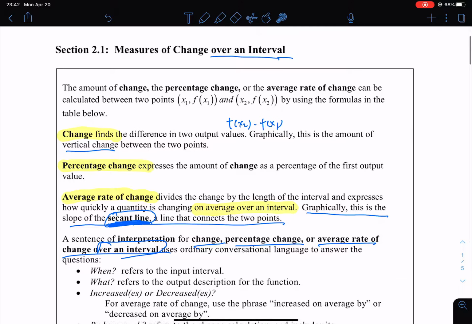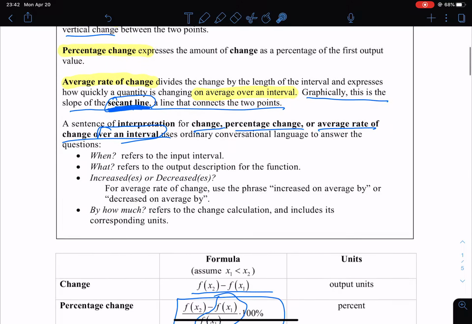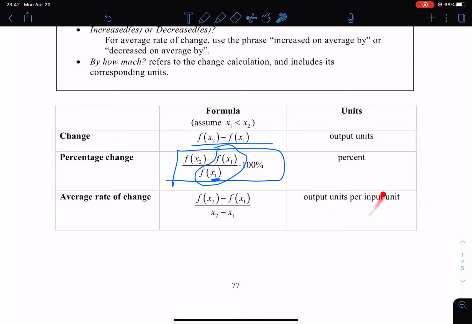For the three changes, change, percentage change, average rate of change, all three must be used for an interval. We cannot use them for a single point. The corresponding unit for change is just the output unit. For percentage change, because both are output f of x, the unit is just a percent. And the average rate of change is the output unit per input unit.